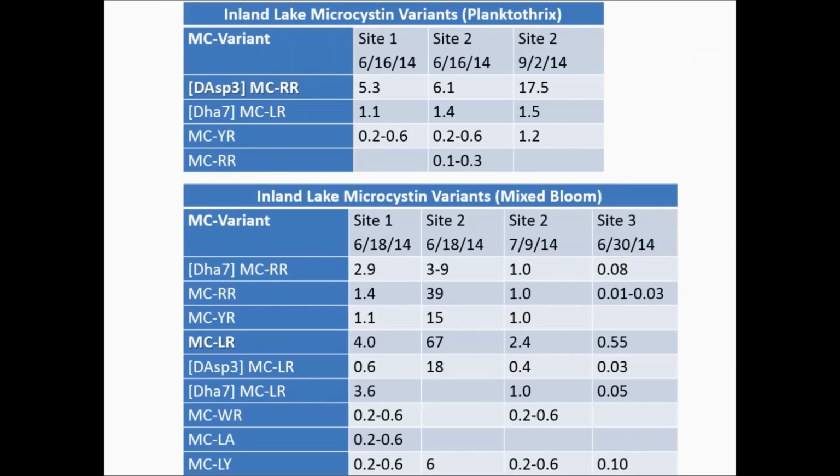Here's some of the variant data for 2 of our sites. What is worth noting here is that our Planktothrix lakes are typically dominated by the methylated microcystins, which are not detectable under US EPA Method 544. Also, mixed blooms tended to produce more variants than blooms dominated by a single cyanobacteria genus. Next slide.